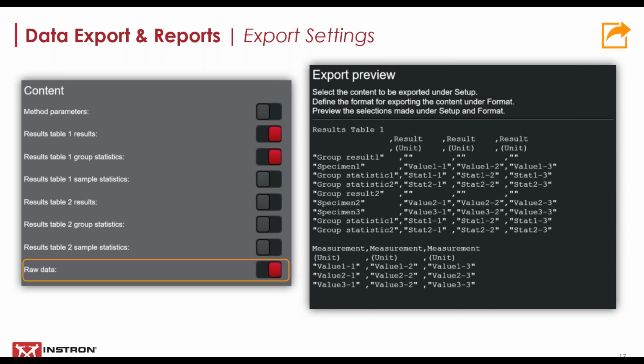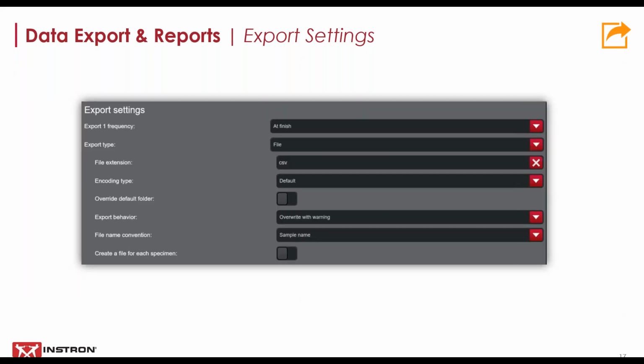And I want to highlight that this menu is where you can select to export the raw sample data. We get asked about this fairly often, and it's simply a toggle that you have to worry about setting up only once. The other section of customizable options related to exports is under Export Settings.